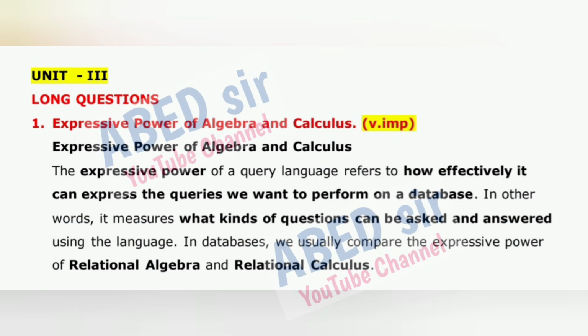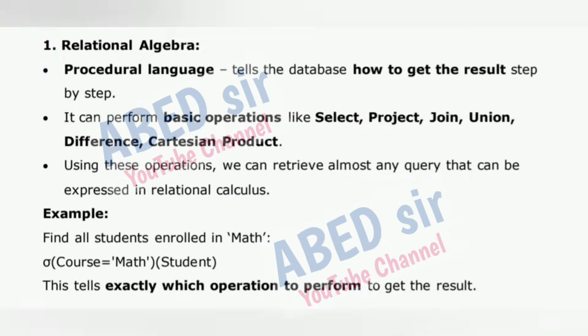In databases, we usually compare the expressive power of relational algebra and relational calculus. 1. Relational algebra. It is a procedural language that tells the database how to get the result step by step. It can perform basic operations like select, project, join, union, difference, and Cartesian product. Using these operations, we can retrieve almost any query that can be expressed in relational calculus.